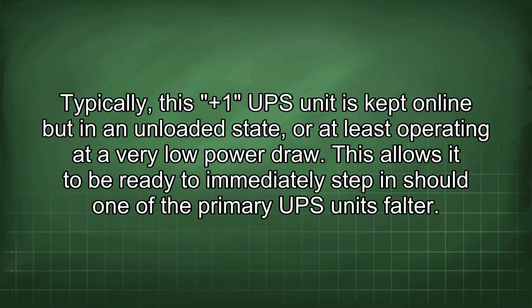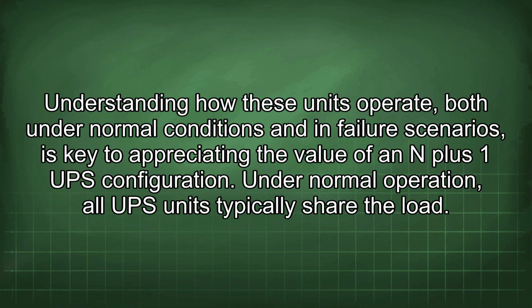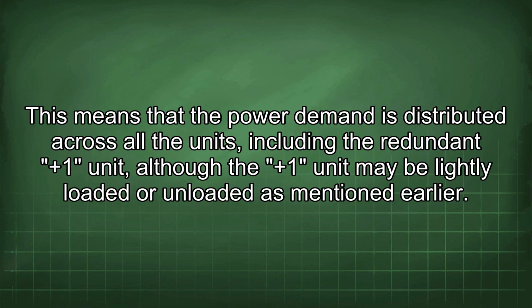Typically, this +1 UPS unit is kept online but in an unloaded state, or at least operating at a very low power draw. This allows it to be ready to immediately step in should one of the primary UPS units falter. Understanding how these units operate, both under normal conditions and in failure scenarios, is key to appreciating the value of an N+1 UPS configuration. Under normal operation, all UPS units typically share the load. This means that the power demand is distributed across all the units, including the redundant +1 unit, although the +1 unit may be lightly loaded or unloaded as mentioned earlier.